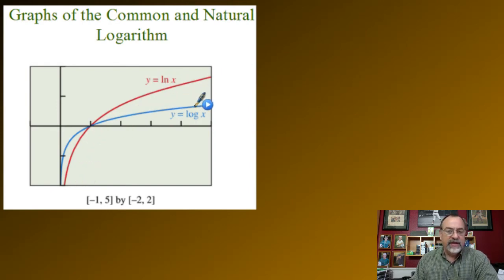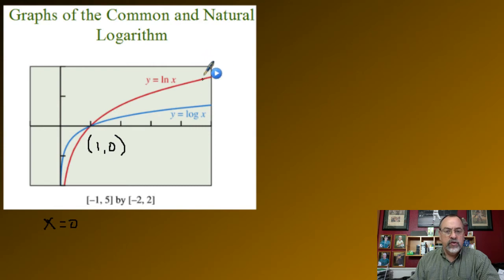From that we should have an idea that a base smaller than 10 is going to have a steeper rise, and a base larger than 10 is going to have an even more shallow rise. We'll keep that in mind as we sketch our graphs. A couple of other key things we need to know about the graphs: we have a vertical asymptote here at x equals 0. Again, that's the inverse of the horizontal asymptote from the exponential. And you'll notice both graphs go through the point (1, 0). Again, if the exponent is 0, then you're going to get a value of 1 as your x.